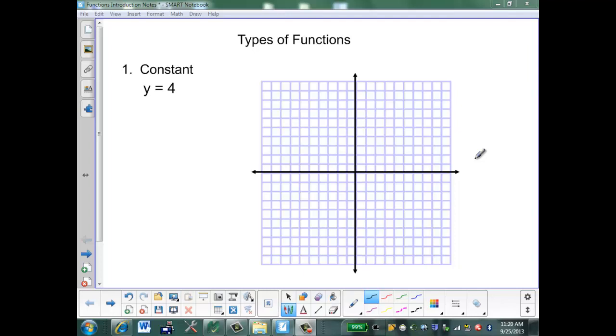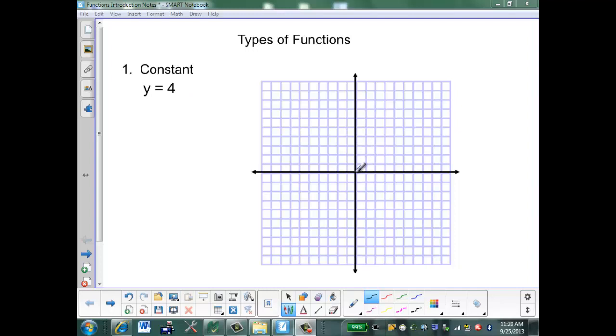This is an introduction to some of the types of functions that we've looked into in the past. The first type of function that we're going to look at is a constant function. Now in a constant function, you have an equation where y equals a constant, or just a number. So in a constant function, we're going to start with where y is.